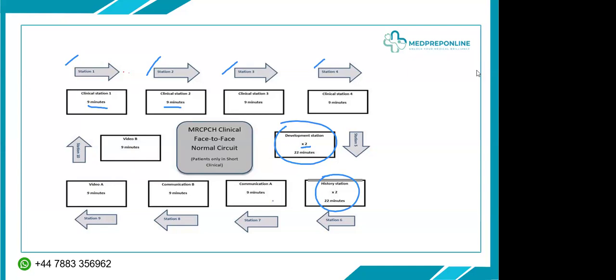After that, you have communication A and B, two communications, which are again of 9 minutes, and video A and B, which are again of 9 minutes. So basically, this makes all of these 10 stations.